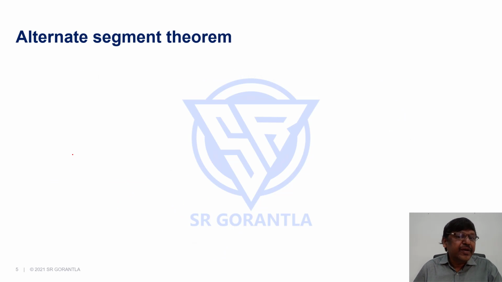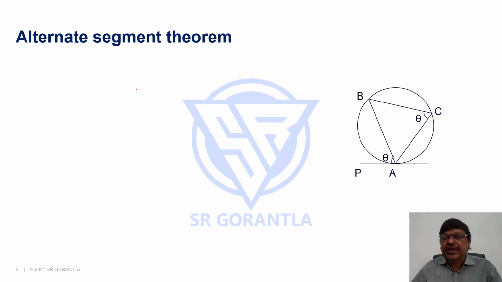Next, the alternate segment theorem. This is an interesting theorem. If you look at this diagram, PA is a tangent to the circle at A. This AB is a chord. This PAB angle is the angle between the chord and tangent in this segment. This will be equal to the angle subtended by this chord in the other segment, in the alternate segment. See, these two angles are in different segments. When you draw a chord, you have one segment here, you have one segment here. This is in the other segment, right?